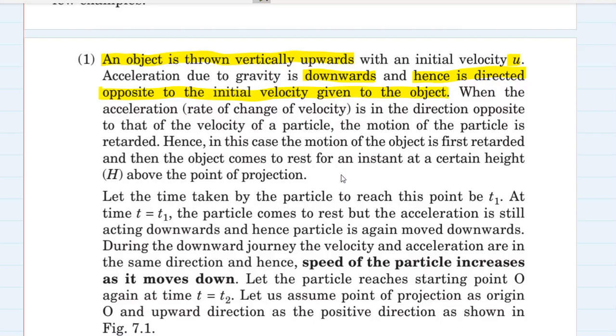When the acceleration is in direction opposite to that of the velocity of the particle, the motion of the particle is retarded, right? So value of acceleration will be negative, it will be retardation. So speed of the object will go on decreasing by the rate of 9.8 meter per second every second, and then eventually the object will come to rest after attaining a certain height, and then it will start falling down again.